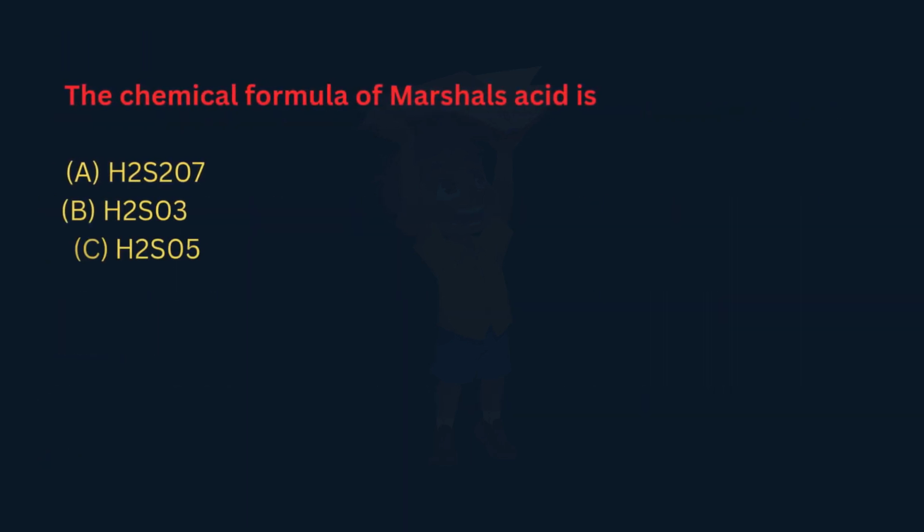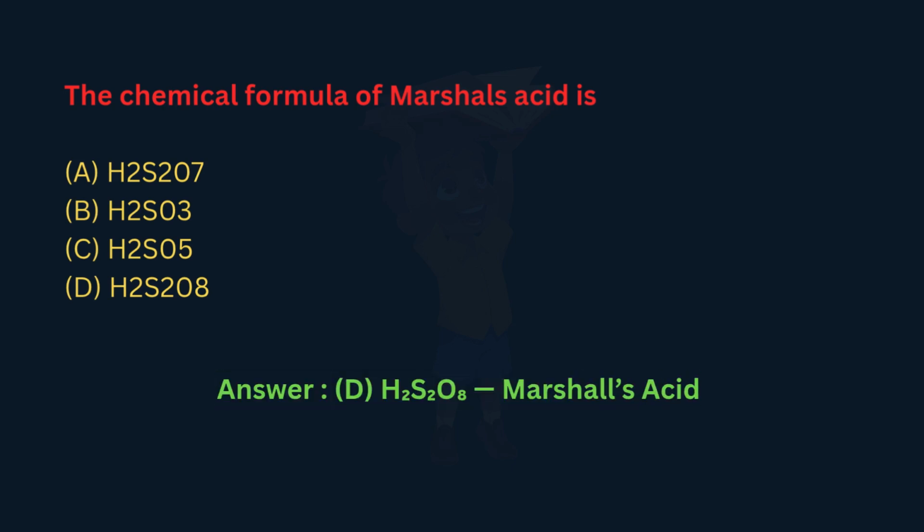The chemical formula of Marshall's acid is: A. H2S2O7. B. H2SO3. C. H2SO5. D. H2S2O8. And the answer is option D.